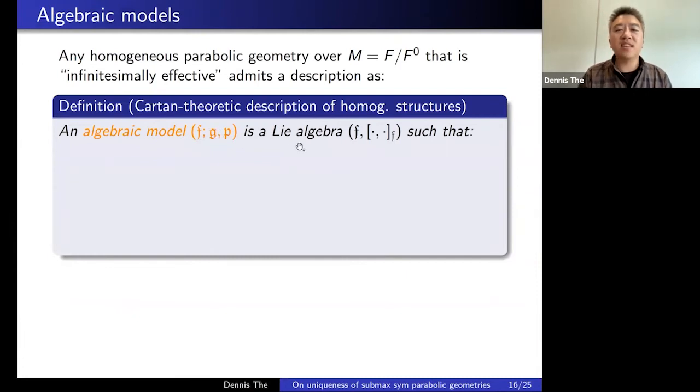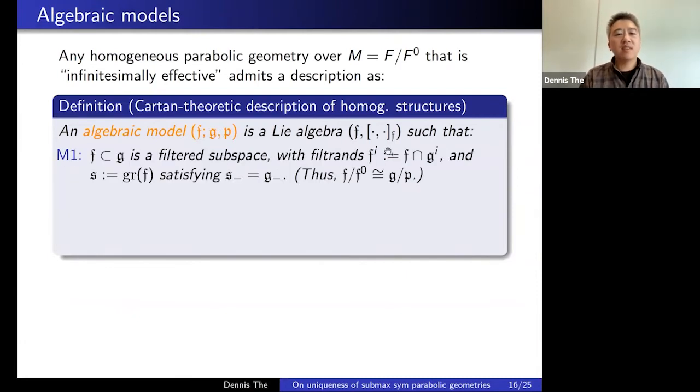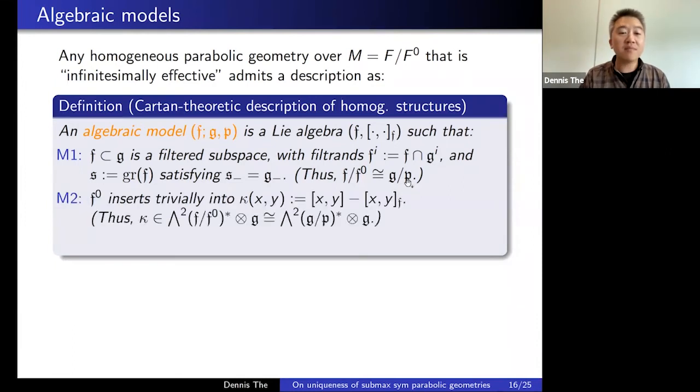An algebraic model is a Lie algebra such that, number 1, F is a filtered subspace with filtrans. Okay, remember G with P being selected, it becomes filtered. So since F is a subspace, I'm just going to restrict that filtration to F. Okay, so I get filtrans. And of course, when I have filtrans, I can take its associated graded. This is going to be a graded subalgebra of G. G is also graded. Since I'm homogeneous, here the negative part is full. Okay, it's all of G minus. In particular, this tells us that F mod F0 is isomorphic to G mod P.